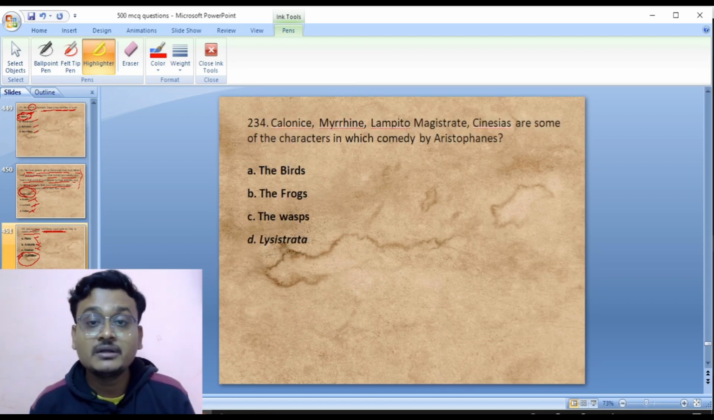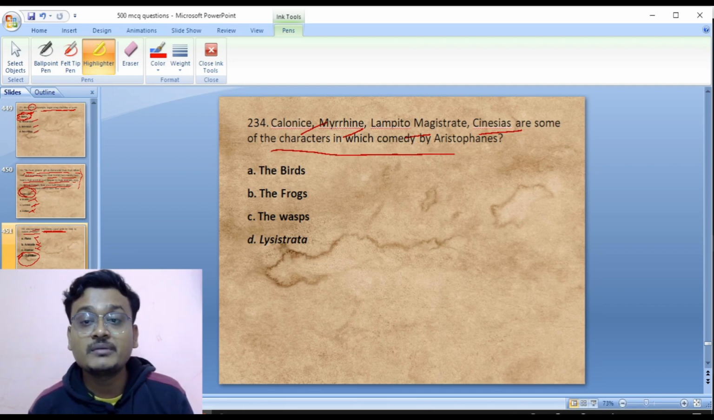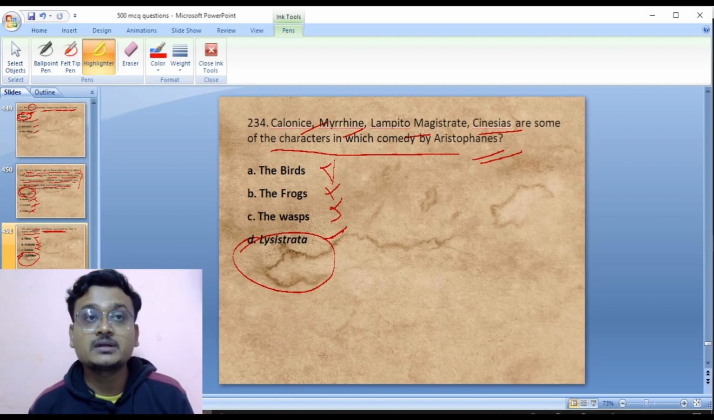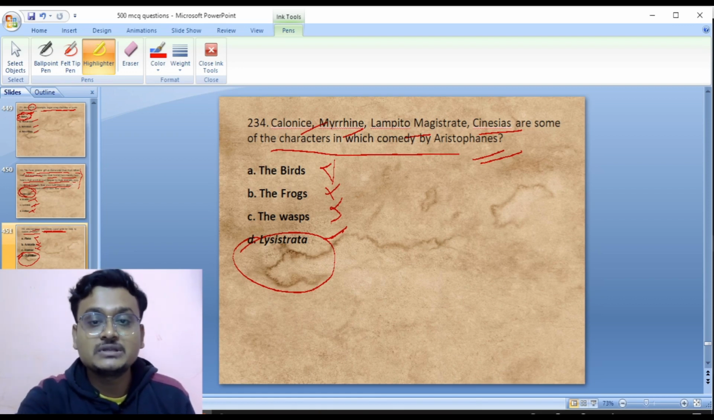Next question. Canonize, Marine, Lampeto, Magistrate, Cynesis, and Lysistrata are the characters in which comedy by Aristophanes? The Birds, Frogs, Wasps, no. So this is Lysistrata. It was about the Peloponnesian War between Greek and Sparta. These are all written by Aristophanes, the father of comedy.